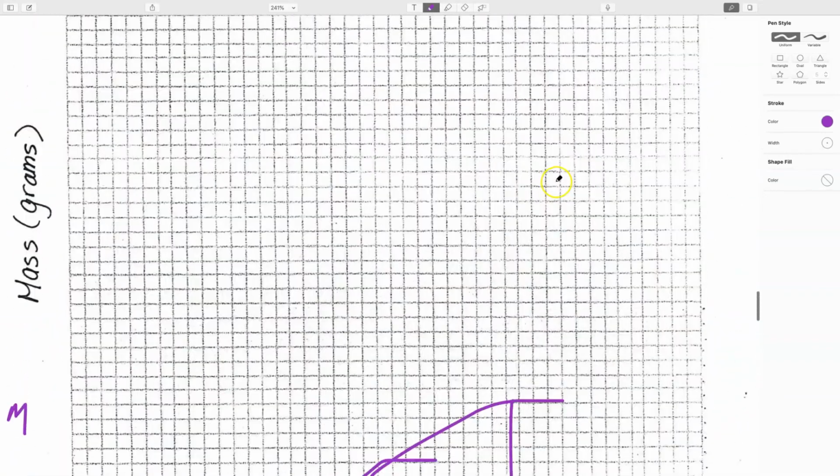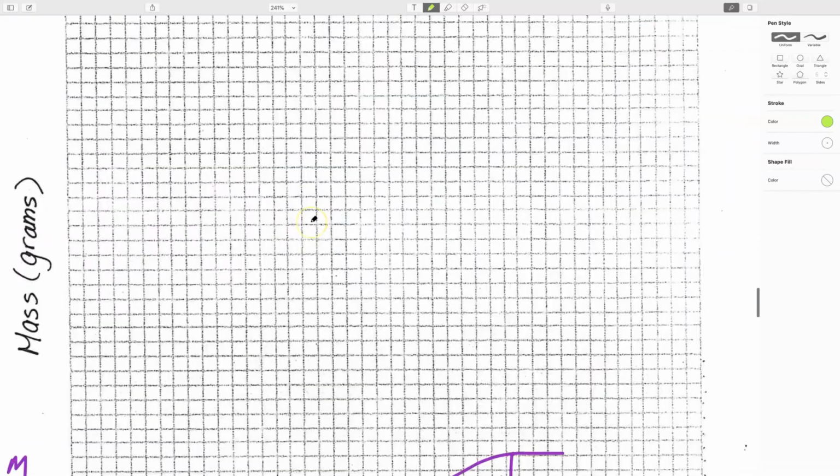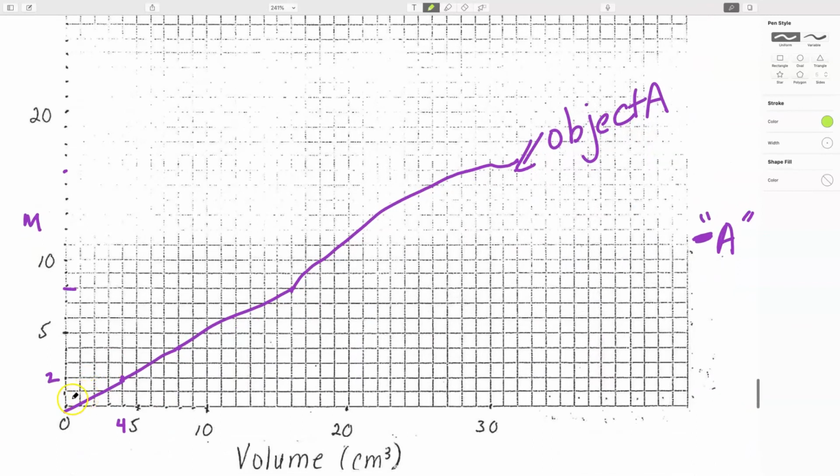Now, go back to your data. Object B is this one. Let's change the color of this. Okay, we'll make this green. Object B says your data is starting with the mass of 3 and a volume of 4. So if I go down, my mass of 3, let's see, 0, 1, 2, 3, and a volume of 4, which is here. Okay, I'm going to connect in from 0.